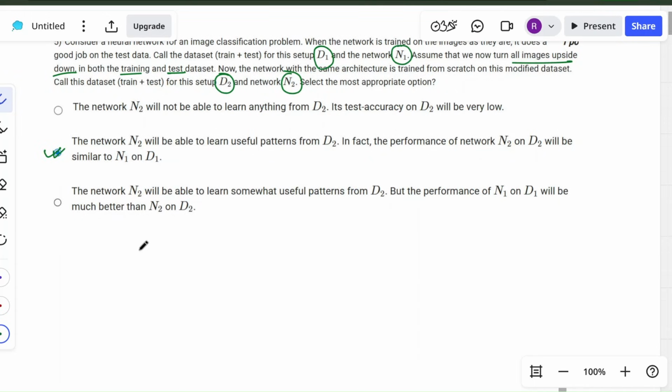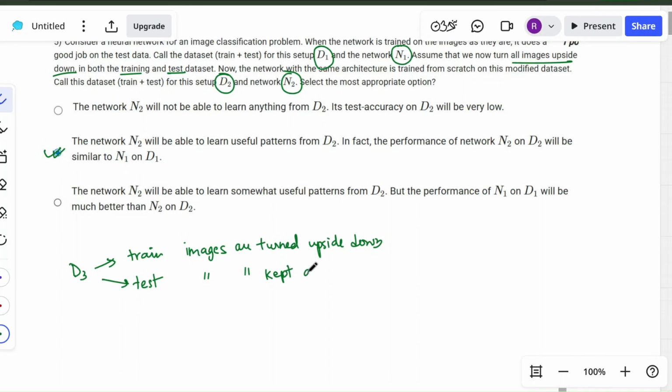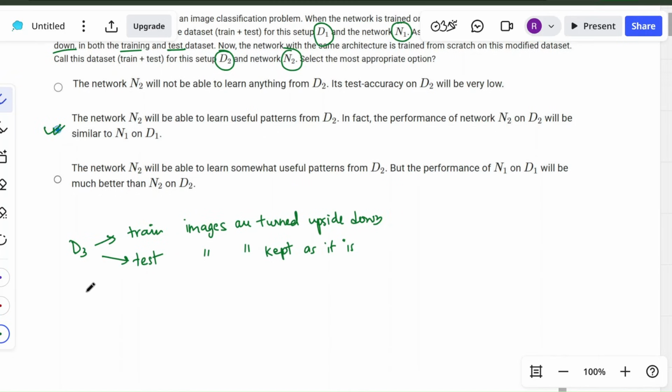Let us say I have a data set D3, whose training data set images are turned upside down, and in the test data set, images are kept as it is. In that case, what happens? Let's say I train a network N3 on the dataset D3.